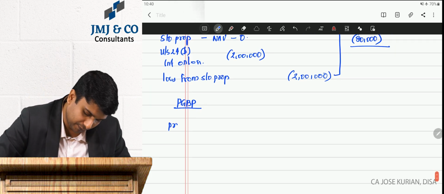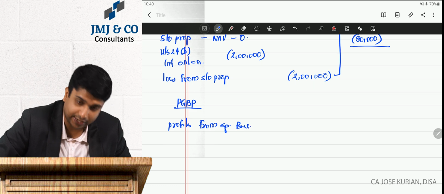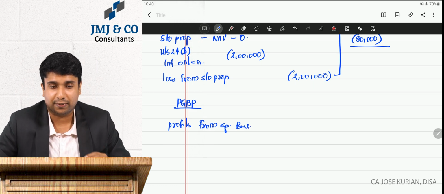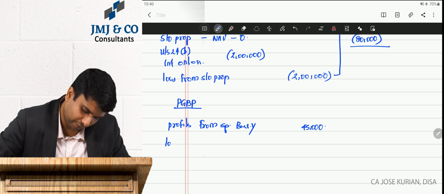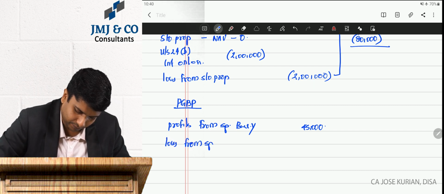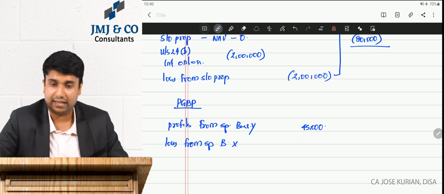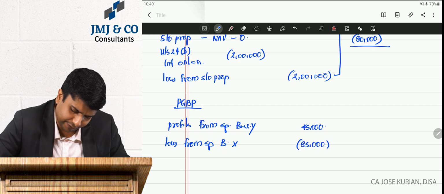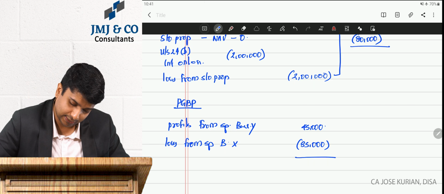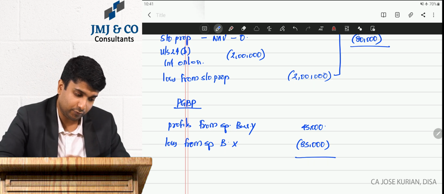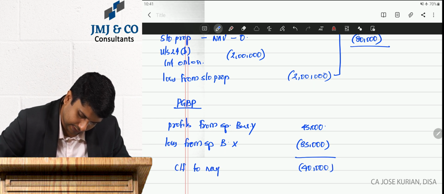So I'm writing profits from speculation business first. And what is the profit from speculation business, friends? As per the question, profit from speculation business Y is 45,000. Then there is loss from speculation business, that is business X, and that loss is 85,000. Can I claim this entire 85 as a deduction? Entire 85 I cannot, because the profit is only 45. So the balance amount of speculation loss is 85,000 minus 45,000, that is 40,000, and it has to be carried forward to the next assessment year.